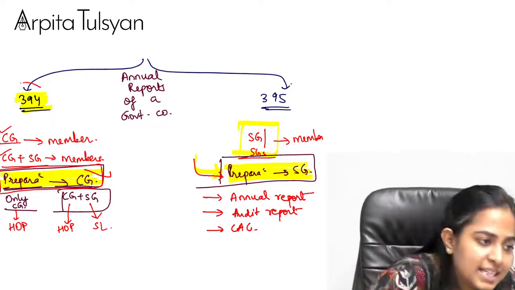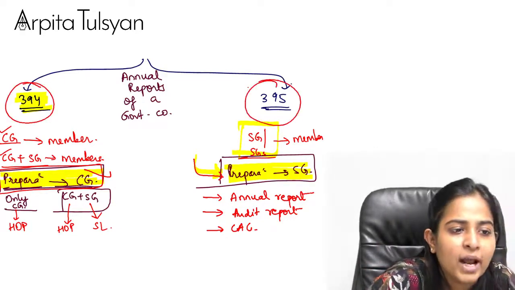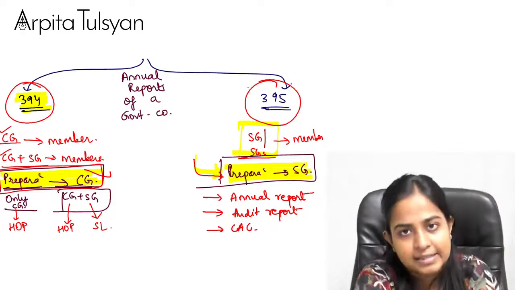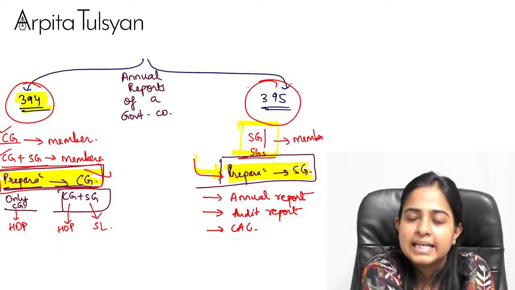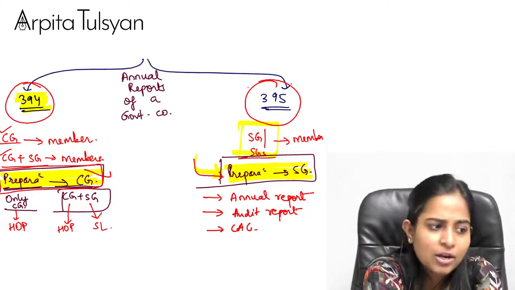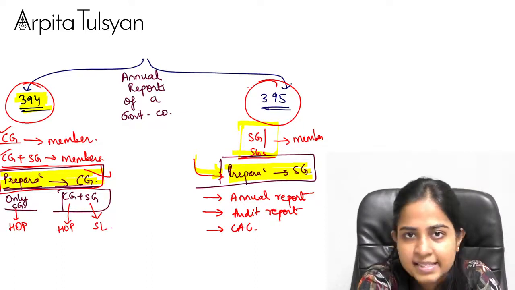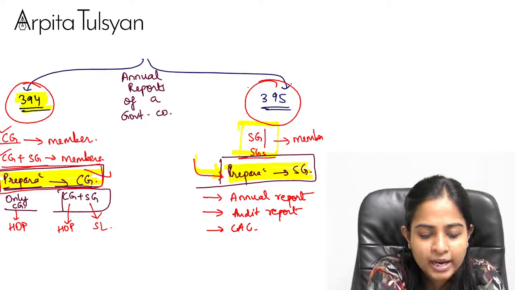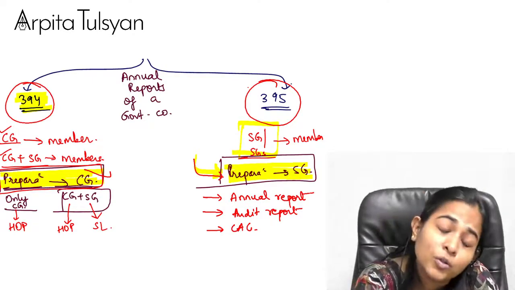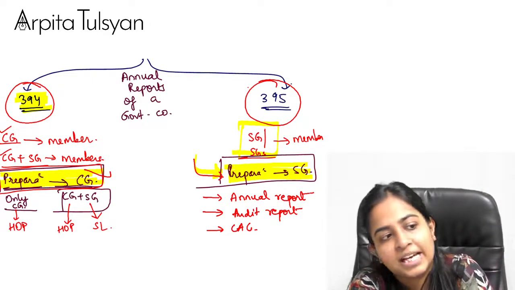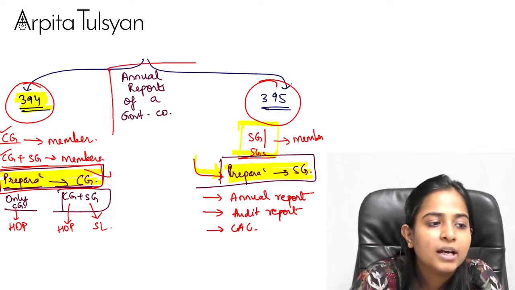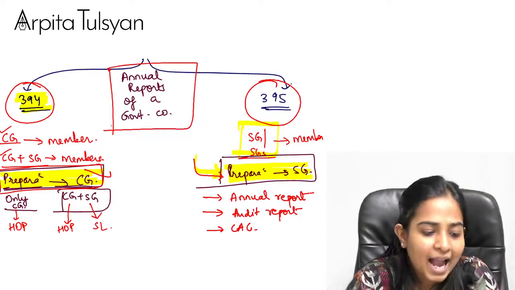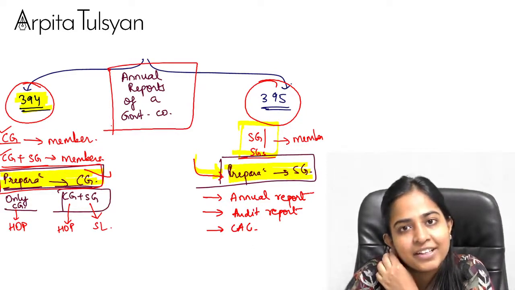Okay, this is your section number 394 and 395. This is just a compliance. This is just a compliance in case of a government company. See, audit report is prepared by the CAG, comments are given by the CAG, everything happens. But then also one more compliance comes into picture, that is preparation of the annual report. I hope I'm very, very clear with this, everyone.